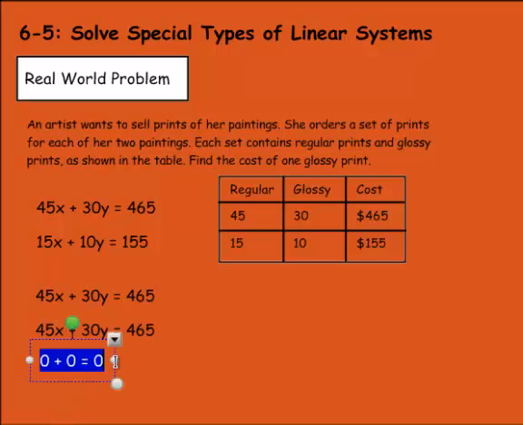And this shows to be an equation with an infinite amount of solutions, meaning that we can't solve this right now. I can't solve for x because x gets eliminated. I can't solve for y because y gets eliminated. So therefore, I'm out of luck. I can't tell her how much a regular print is or how much a glossy print is. If you'll notice here, the proportions are all the same. 15 and 45, 10 and 30, 465 and 155. If this was 31 or 44 or 16 or 11, then I could have, because the proportions would have been off and I would have been able to solve the difference. But since they're proportional, that makes it too difficult.